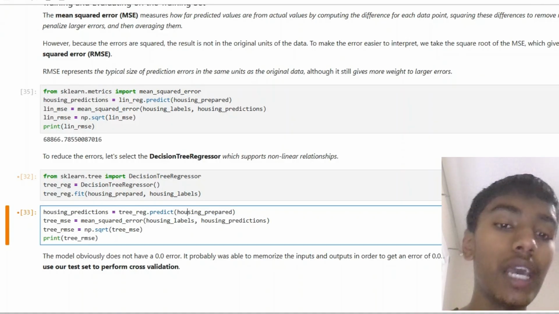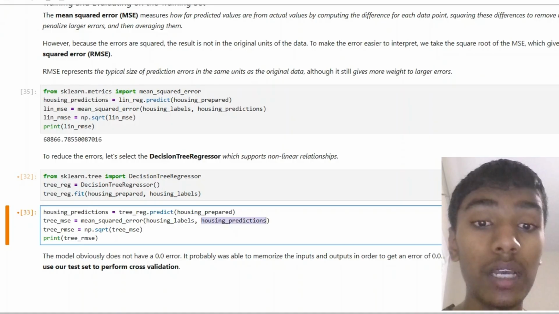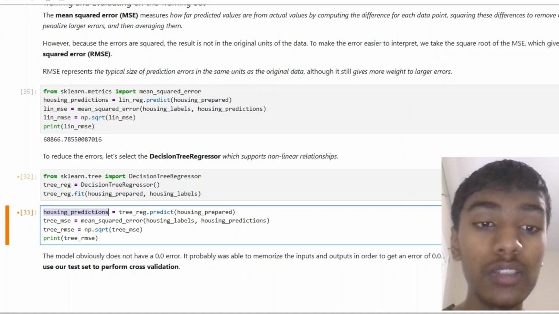The mean squared error takes in the housing labels and also the housing predictions. Remember, the housing predictions are the values that the model was able to produce, taking in those attributes, and the housing labels are the actual values that the model should be outputting in a best case scenario. So it's going to perform a mean squared error, and we're going to take the square root of that again. Then from there, we're going to print out the error rate.